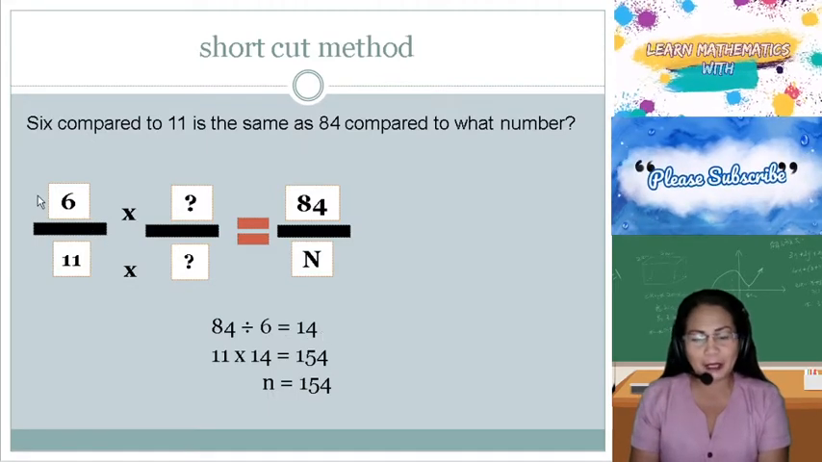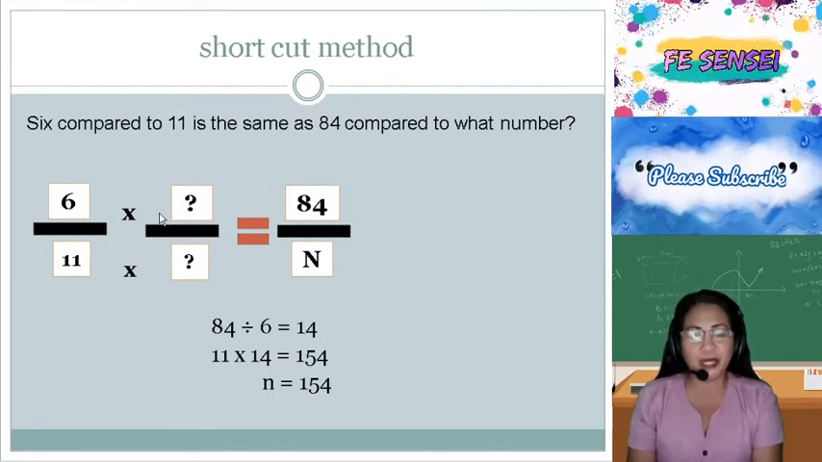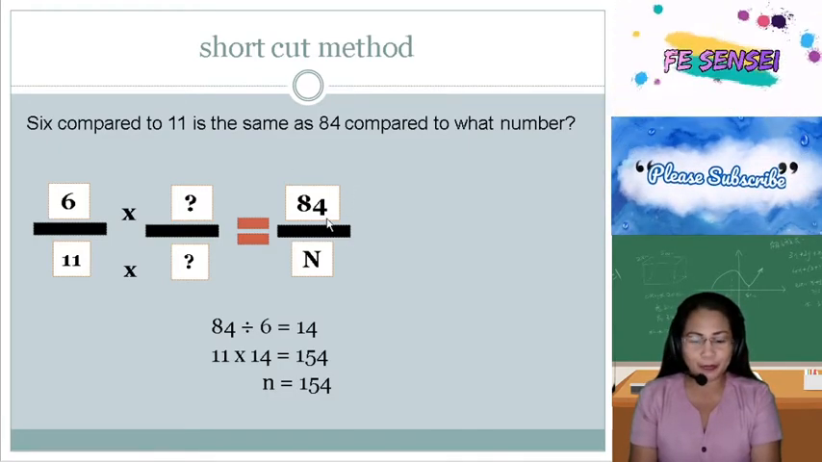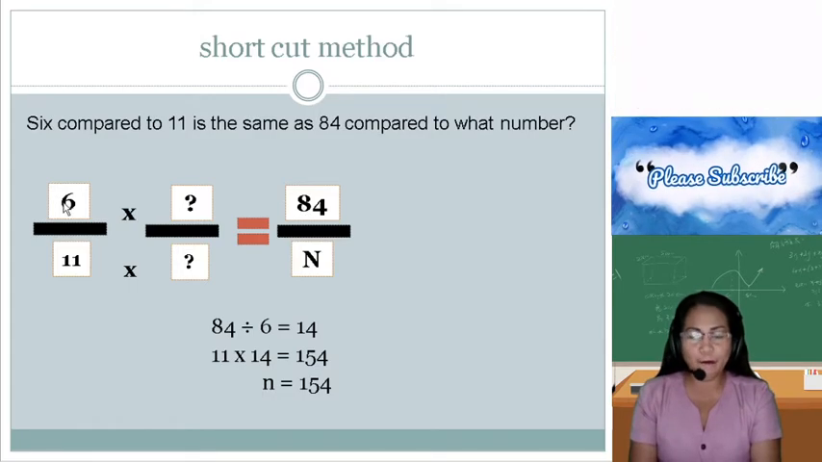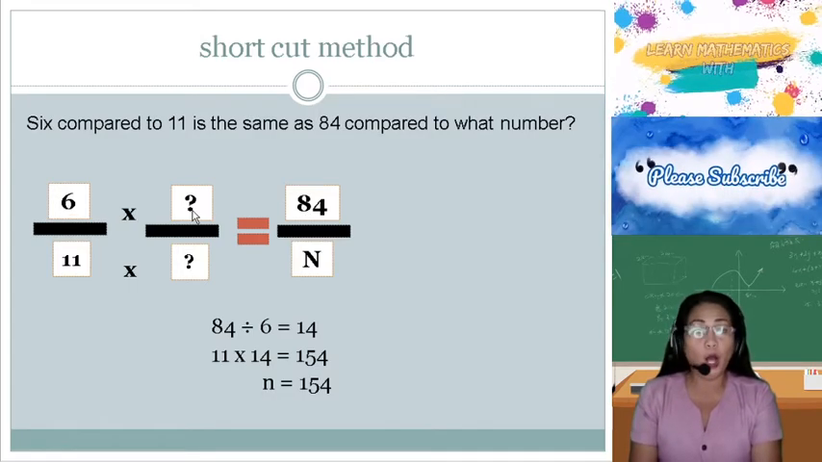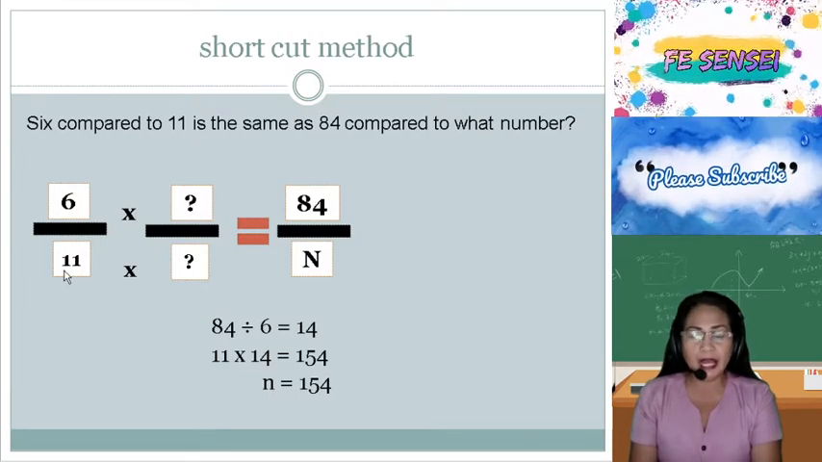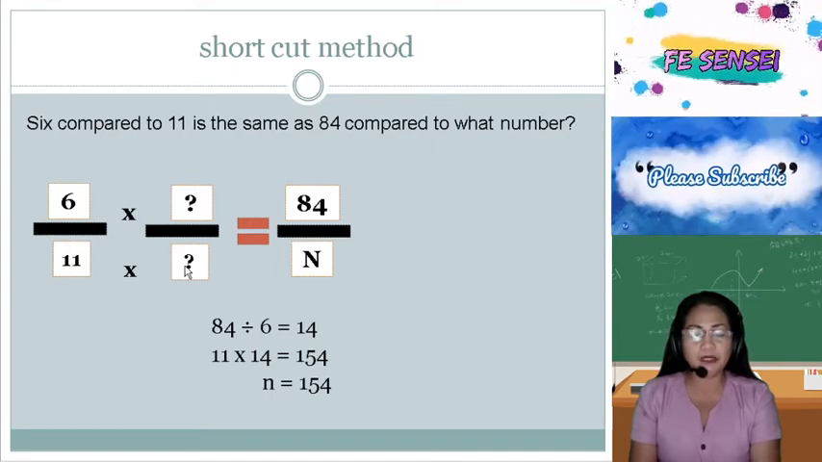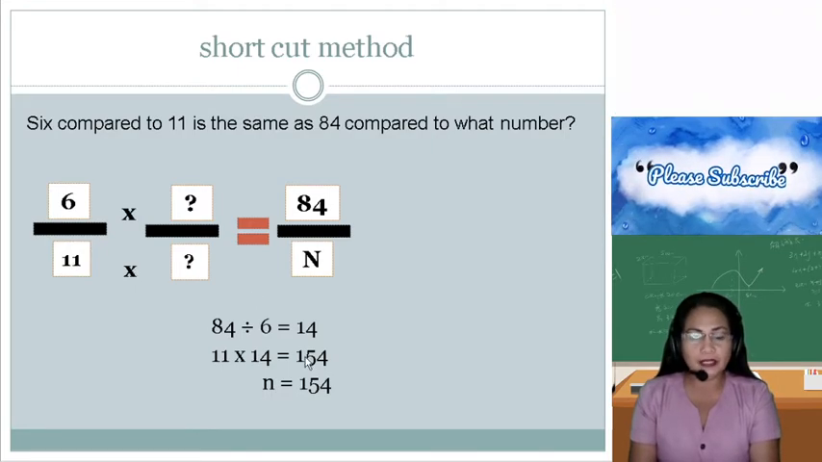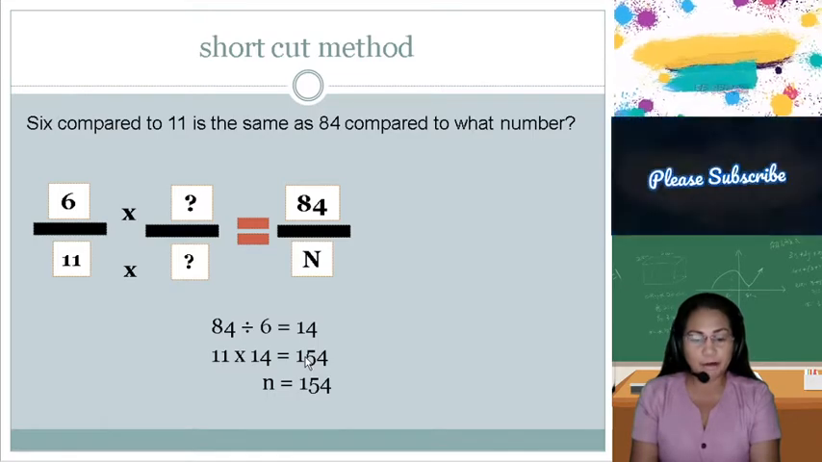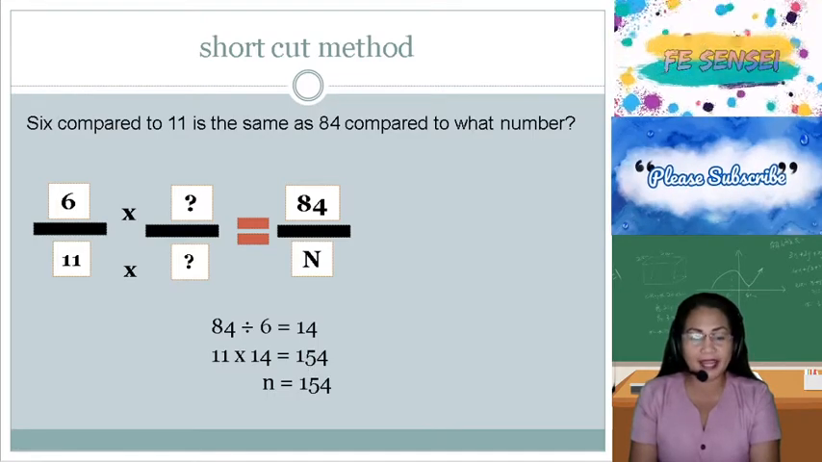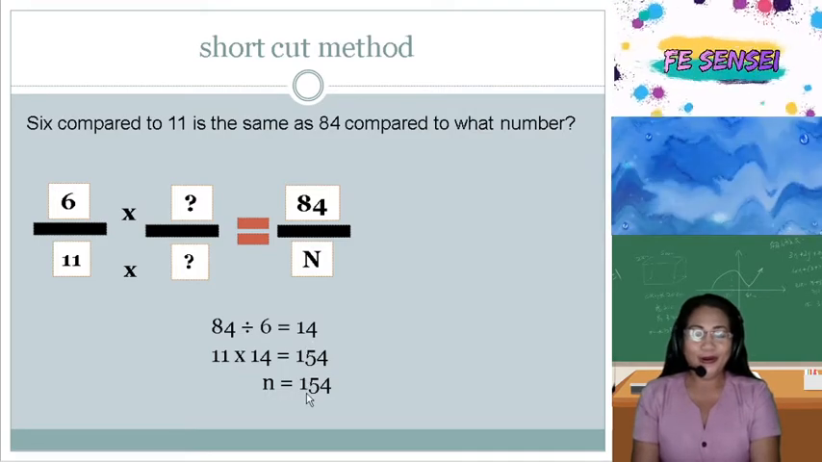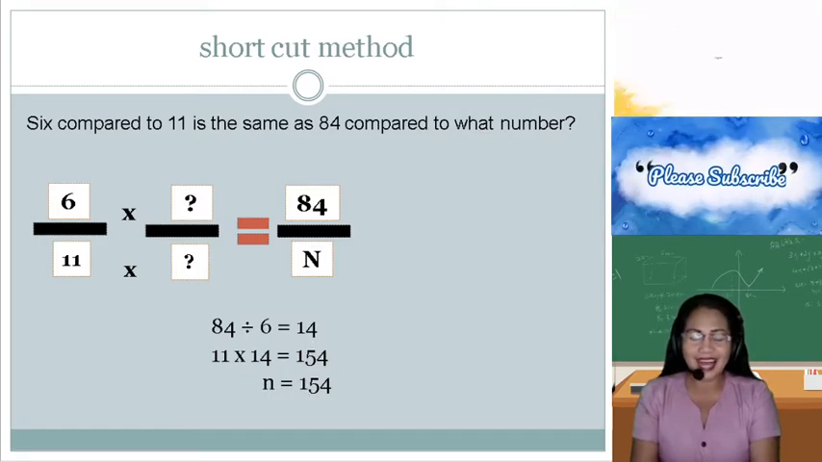So if we multiply 6 times 14, it gives us 84. So if we multiply 6 by 14, we have to multiply 11 by 14. So 11 times 14 equals 154. So the value of n is 154. Got it?